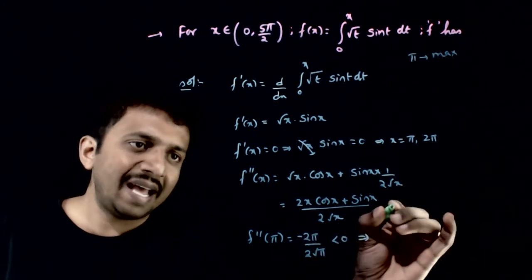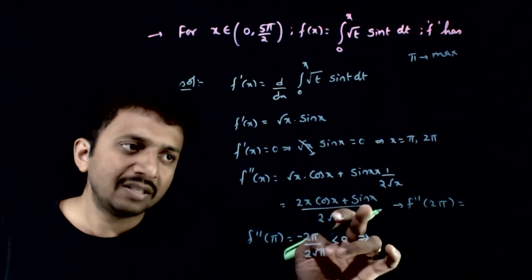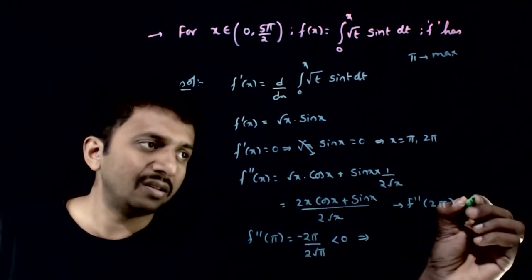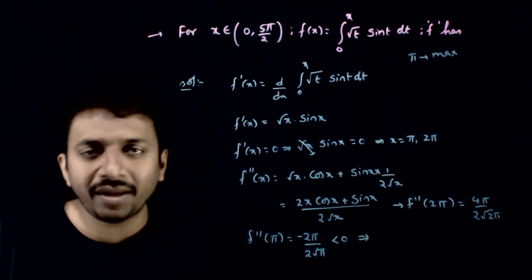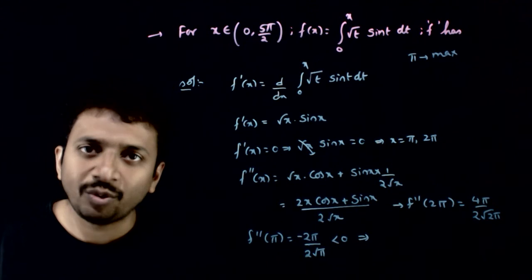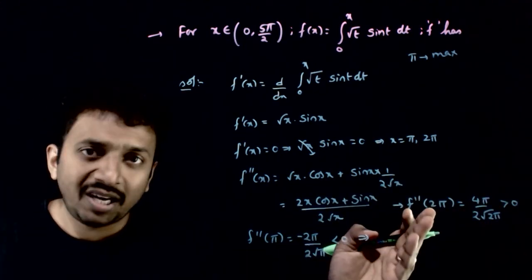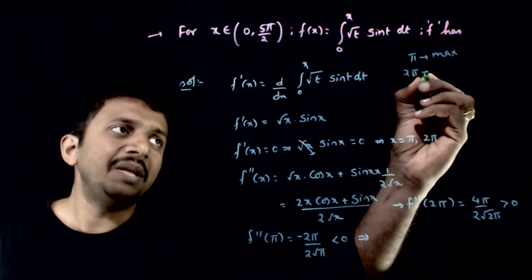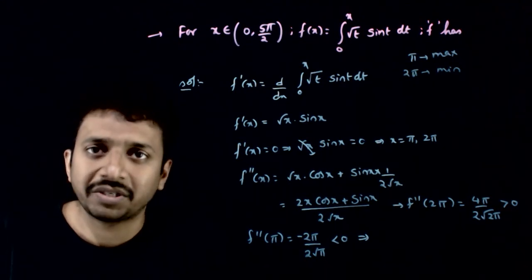And what is f double dash at 2 pi? So sin 2 pi is 0, so 4 pi into cos 2 pi, which is 1, divided by 2 root 2 pi, that is 4 pi by 2 root 2 pi, which is positive. So double differentiation is positive, hence you have minima at x is equal to 2 pi. So that will be the answer to this question. Thank you.